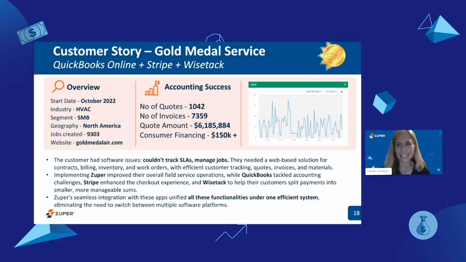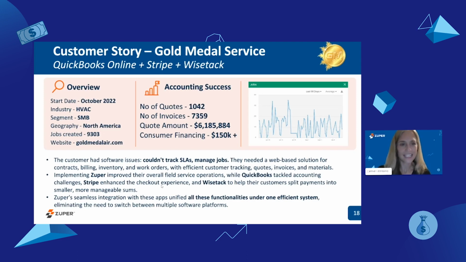So super fun example here. $6 million in quotes so far. They've generated 150,000 in consumer financing. So really nice little story here. And they're just getting all of the benefits that we talked about at the beginning, as far as streamlining, visibility, increasing their management of their finances, and then improving the customer experience with those payments on site and consumer financing options. So that's the first story.